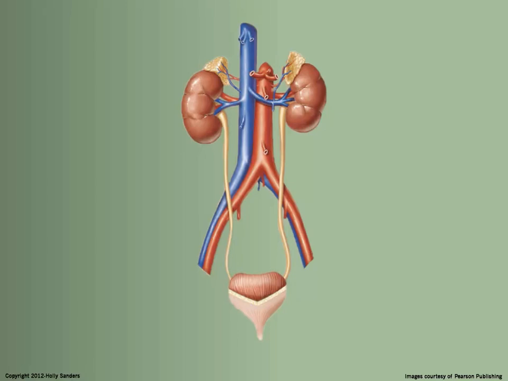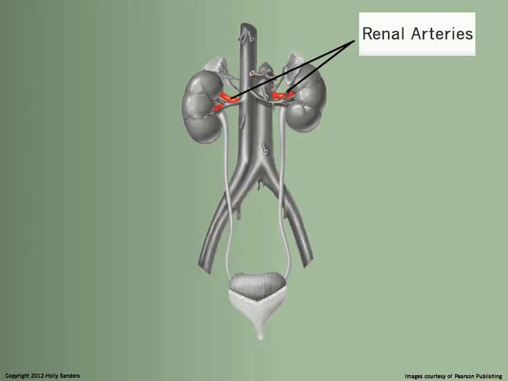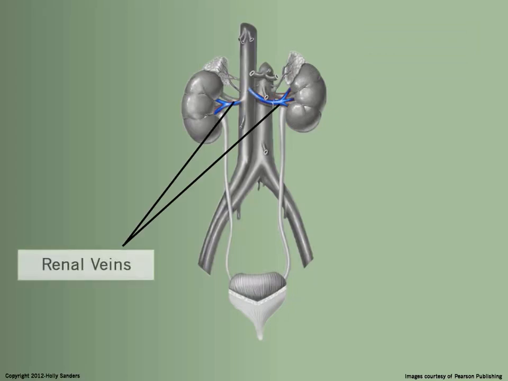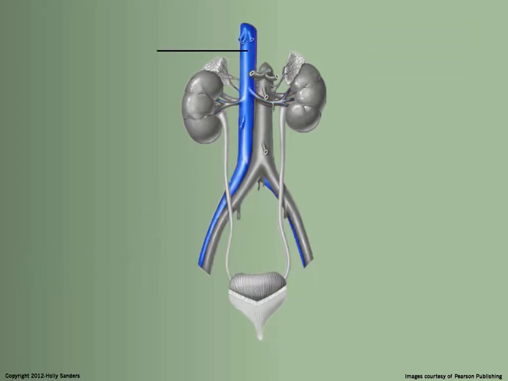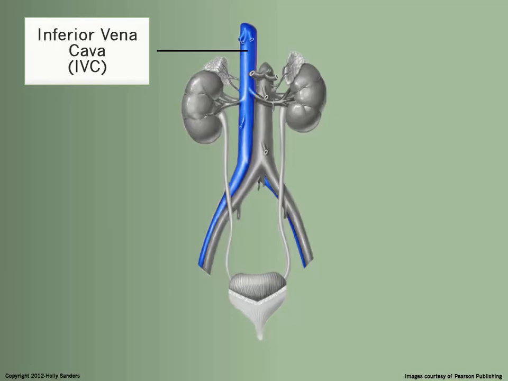Let's do a quick overview of the major blood vessels associated with the kidney. We'll start with the abdominal aorta, which will deliver blood to the kidneys through the renal arteries. When blood exits the kidneys, it goes through the renal veins, which will meet up with the inferior vena cava to take blood back to the heart.